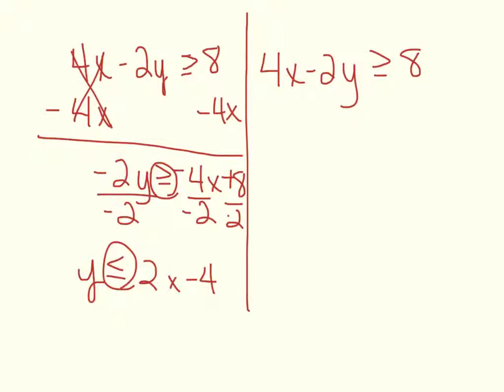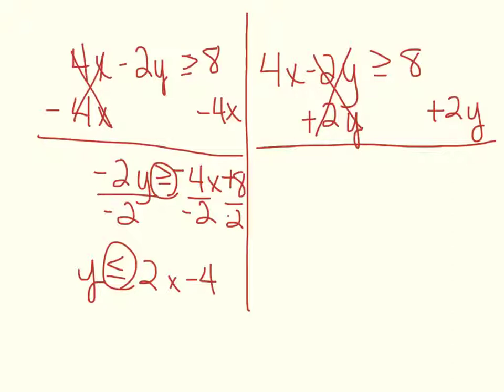Now let me show you why that is. Let's say instead of moving 4x to the right side of the inequality, I had decided to move the negative 2y to the right side of the inequality. That would have looked like this. I would have added 2y to the left side and to the right side of the inequality. Now, the negative 2y would have canceled out, and I would have brought down the 4x, and it would be greater than or equal to 2y plus 8.